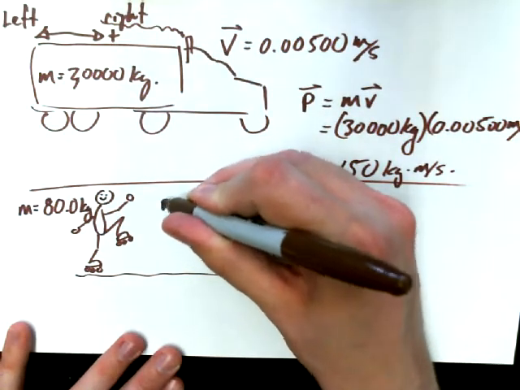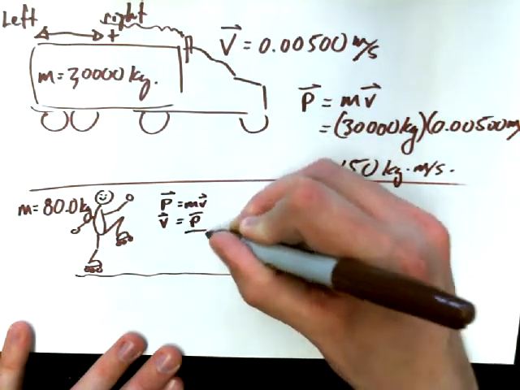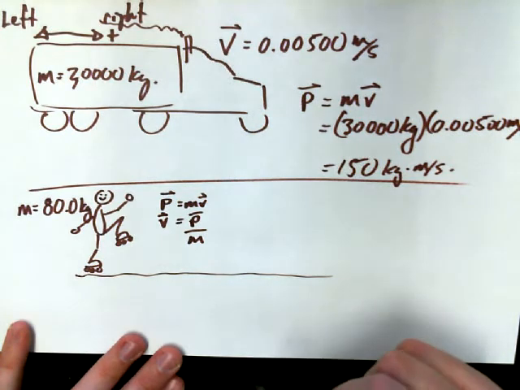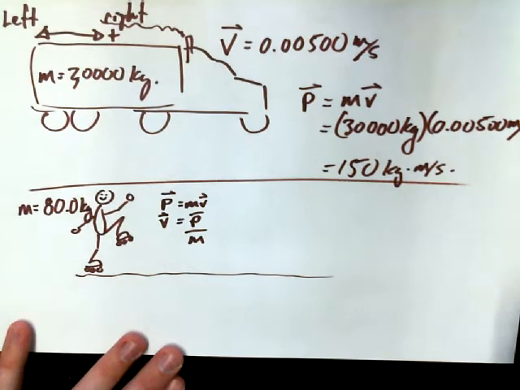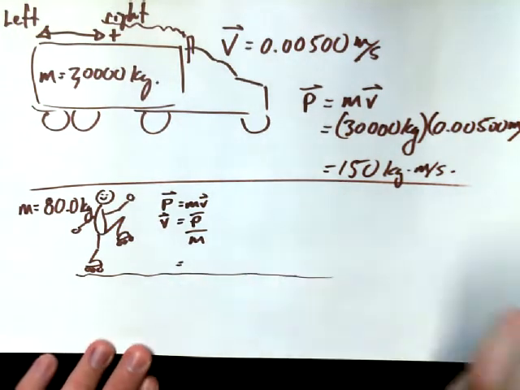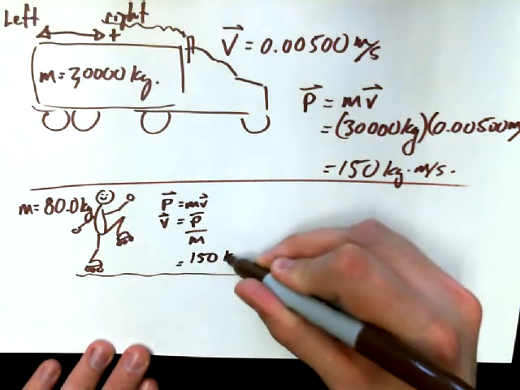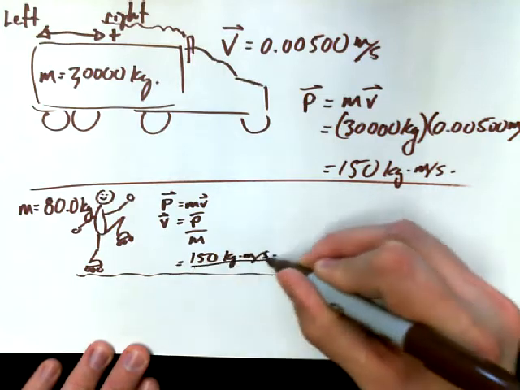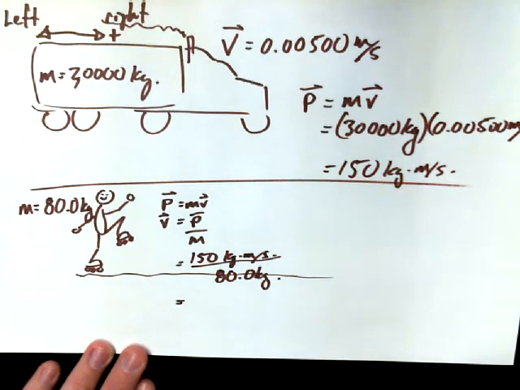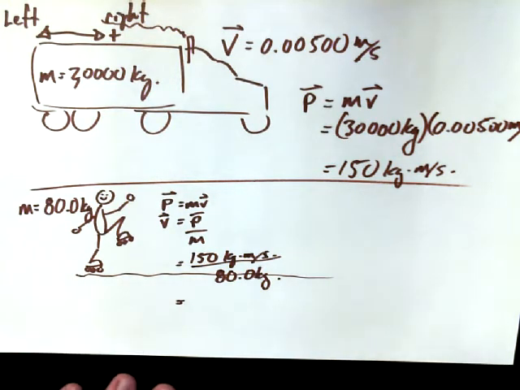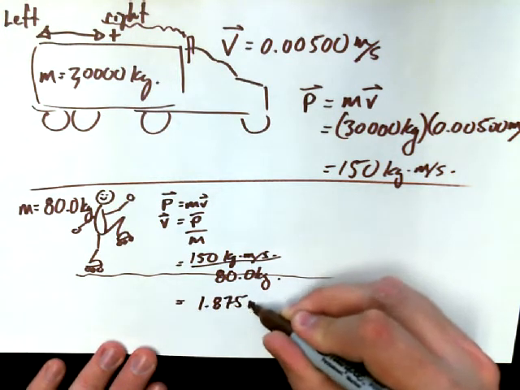So I could say that, again, P is equal to mv, v is equal to P over m, and we're going to check to see how fast a roller skater would have to go to have the same momentum as a great big transport truck that's barely moving at all. Okay? So momentum, 150 kilogram meters per second, mass of 80 kilograms. What do you end up getting? Yeah? 1.875. Sounds about right. 1.875 meters per second.